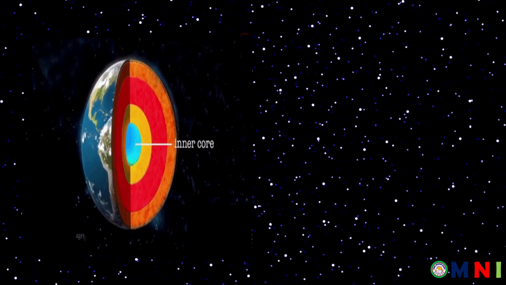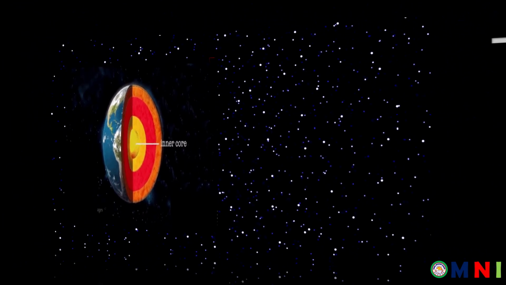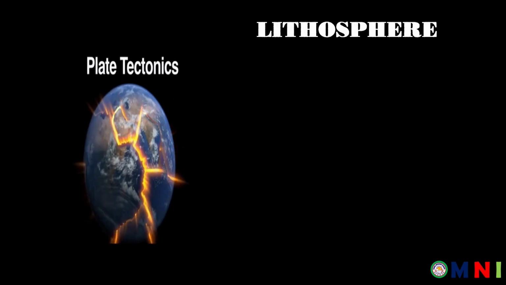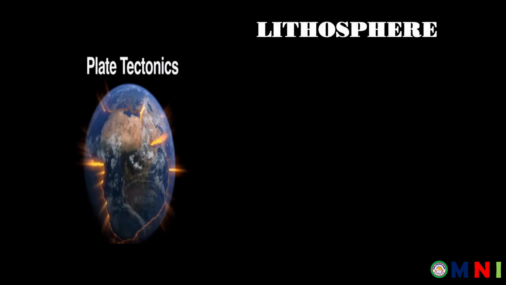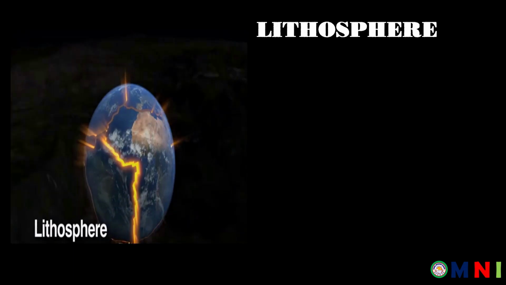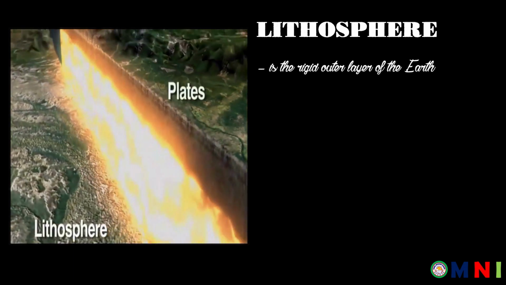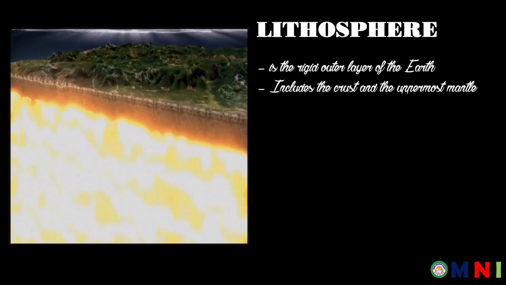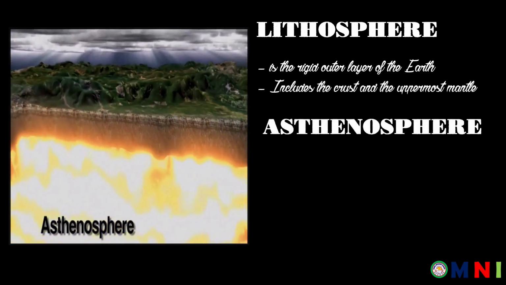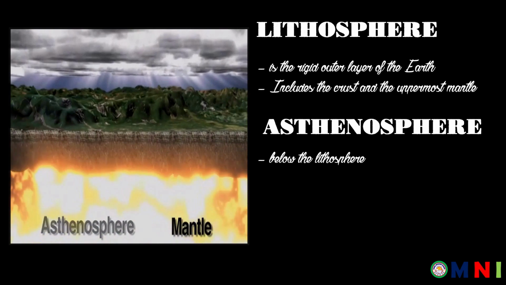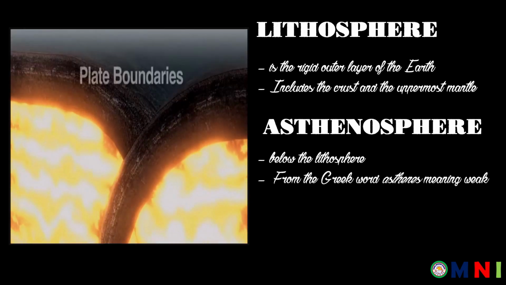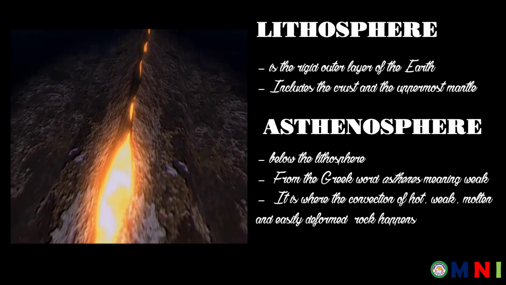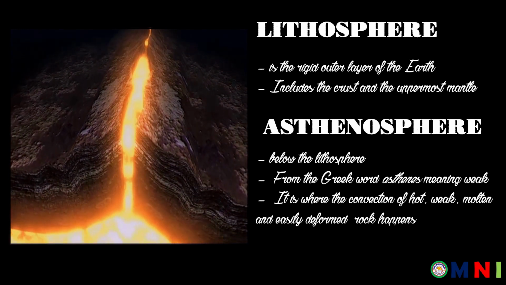I know you also heard the words lithosphere and asthenosphere. Let's try to differentiate the two. The lithosphere is the rigid outer layer of the Earth. It includes the crust and the uppermost mantle, while the asthenosphere is located below the lithosphere and the uppermost mantle. The word asthenosphere comes from the Greek word asthenes, which means weak. It is where the convection of hot, weak, molten, and easily deformed rock happens.